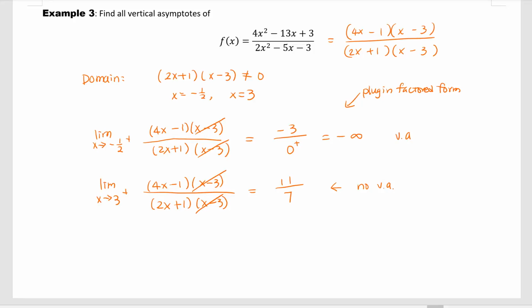And here the vertical asymptote is x equals minus 1 over 2. Okay? And a check mark here.